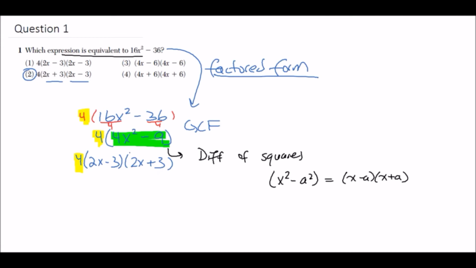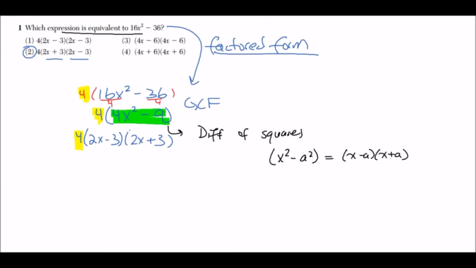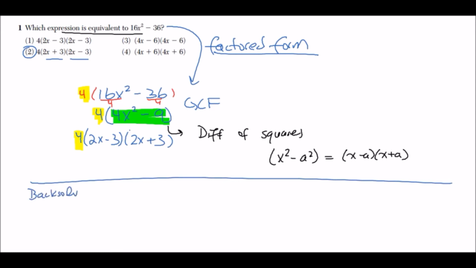The second way to do this is a little bit more convoluted. Not so much because it's difficult, but because it's tedious, and that would be to essentially take each answer and FOIL it out until one of them is the correct answer. So we could do that, and we call this back solving. That is using the answers to determine which one fits best. Choice number 1 would be 4 times 2x minus 3 times 2x minus 3.